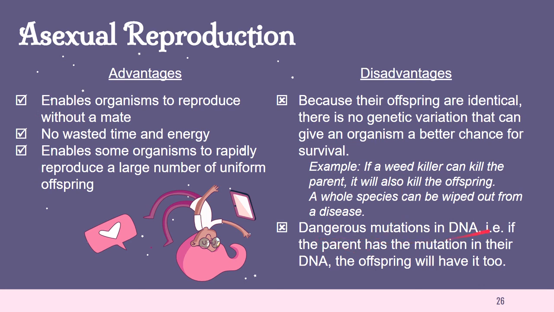Now, dangerous mutations in the DNA, okay? Some alterations of the DNA can be inherited. So if the parent has the mutation, same thing here. If the parent has that dangerous mutation or dangerous disease based on their DNA, then it means that all the offspring will also have that. So there's no chance to fight off or to actually remove the dangerous mutation from their offspring. So those are the disadvantages of asexual reproduction.